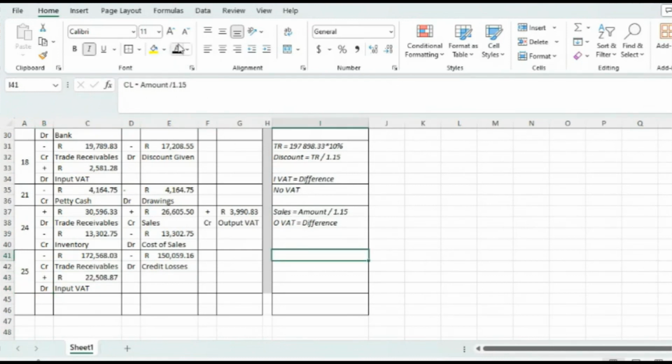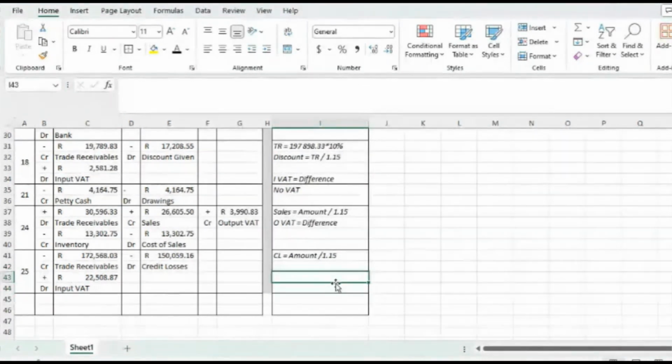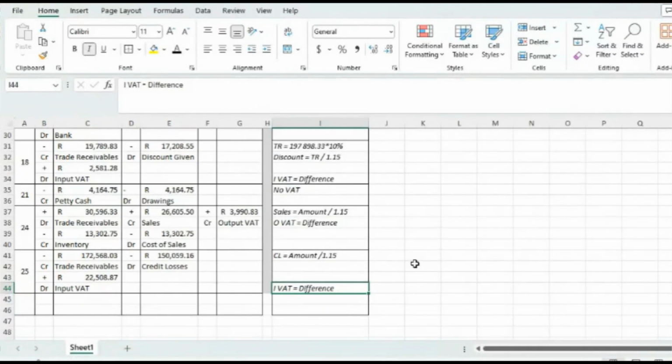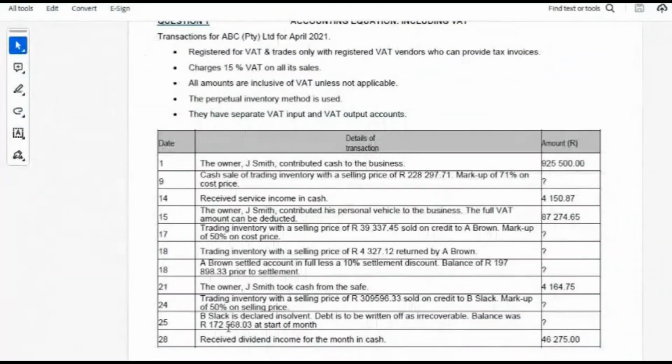Okay, so the credit losses is the amount given divided by 1.15, and it seems like the VAT is simply the difference. Okay, the last transaction that we do is we say there's dividend income for the month in cash.